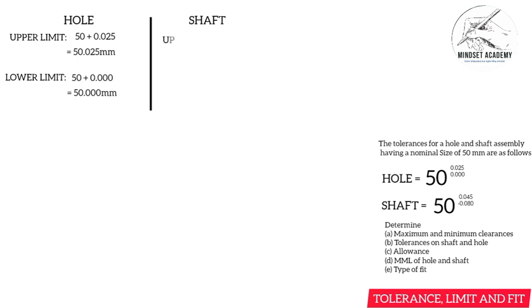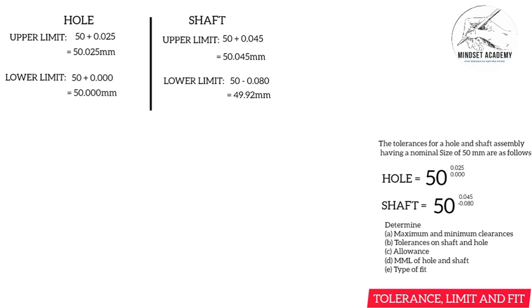Now for the shaft, the upper limit of the shaft will be the nominal diameter 50 plus what is up here, which is the upper limit, 0.045, right? That will give us 50.045. And the lower limit will give us 50 minus what is up here, 0.080. I'll be having it to be 49.92 millimeter. So we've gotten the upper limit of the shaft and the lower limit also.